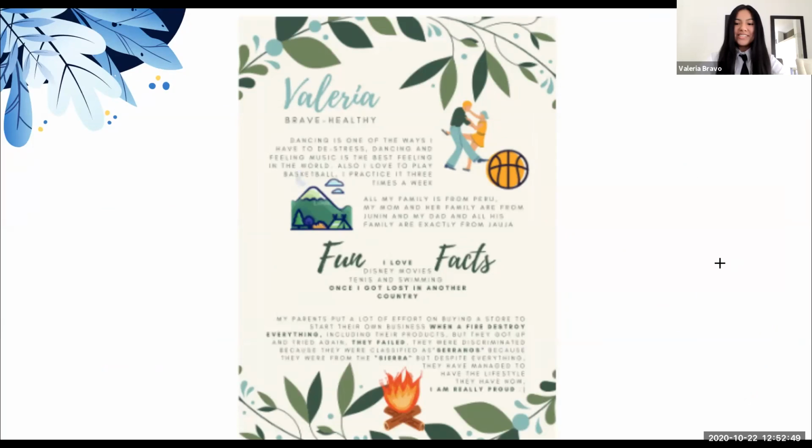Okay, so here you can see my infographic, my actual work. At the top, you can see my hobbies. I like to play basketball. That's why I put a basketball there. In the middle, you can see some fun facts about myself, like I love to watch Disney movies and that kind of stuff. You can also see I'm talking about where my family comes from, Peru. And finally, I talked about some family history, and that's all.